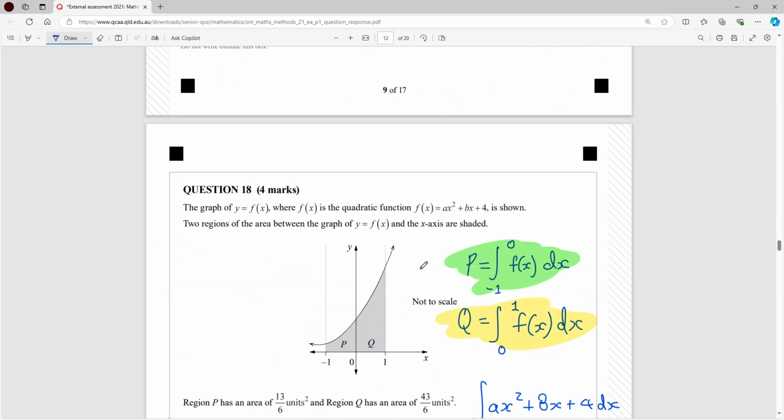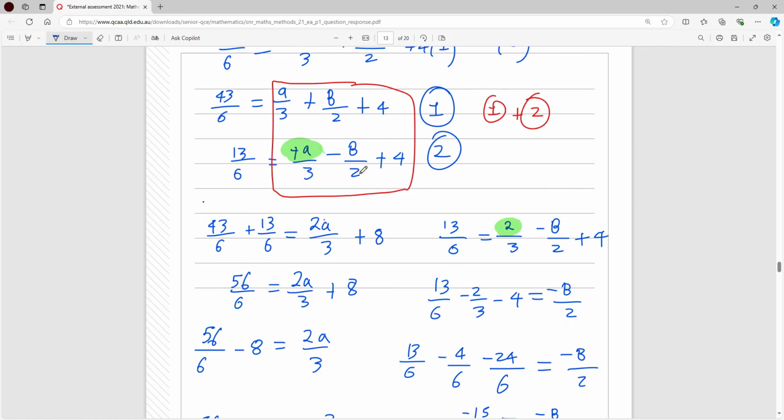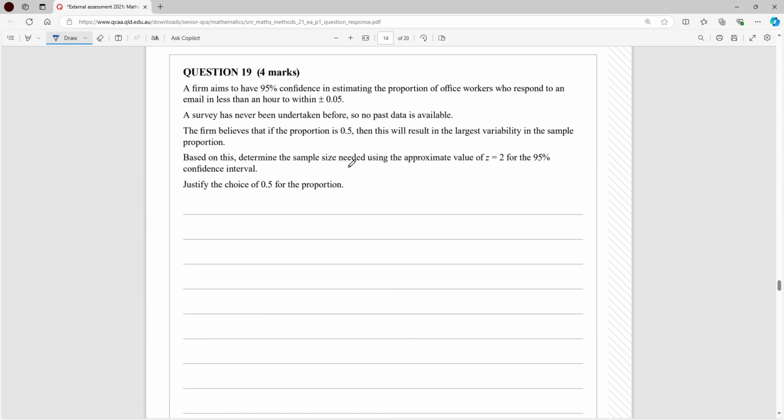It is doable. Now, this isn't the only way to do it. Especially here, you don't have to go 1 plus 2. You can go 1 minus 2. It's up to you. This one just works for me and makes more sense, okay? Right, let's go on to the next question, okay?